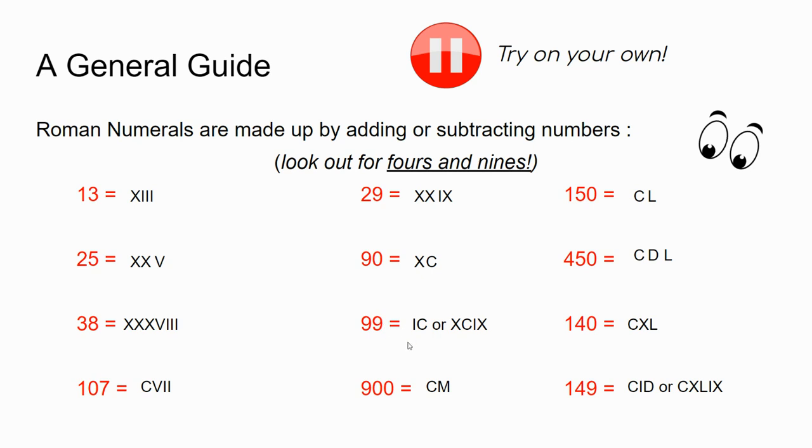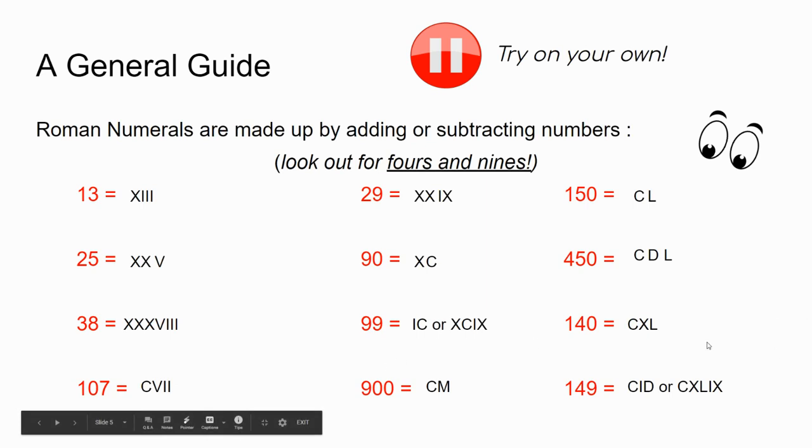Okay, 2 ways to think about 99. That's either 1 before 100, but I don't think the Romans like that. So they're going to make you do 10 before 100. That's 90, plus another 9 makes 99. It's weird. Don't ask. CXL, 140. 107. Bam, 100 plus 7 makes 107. You got this. 100 before 1,000, 900.